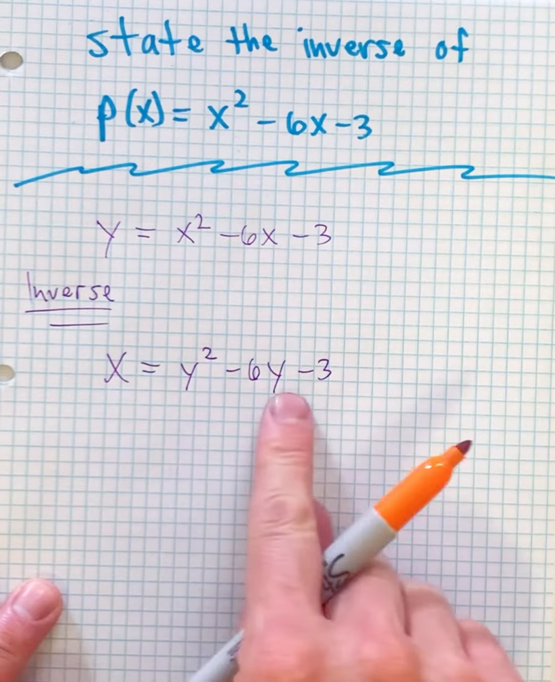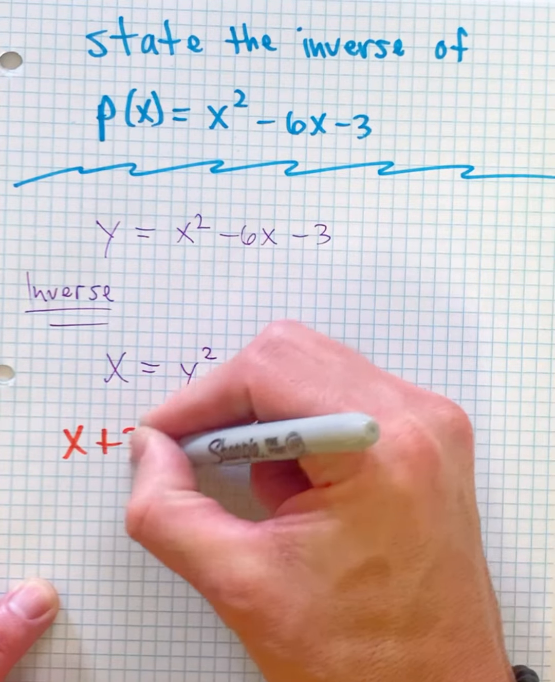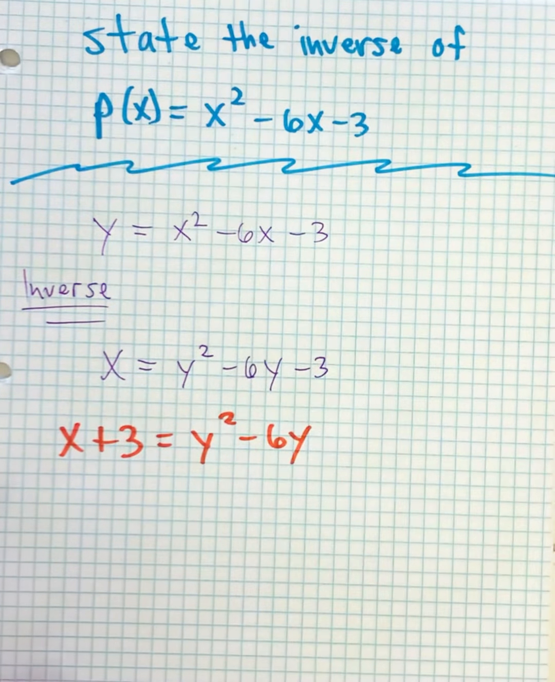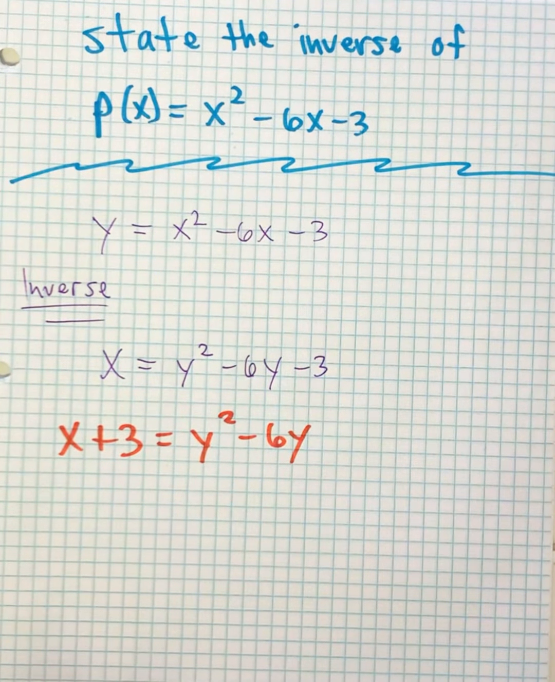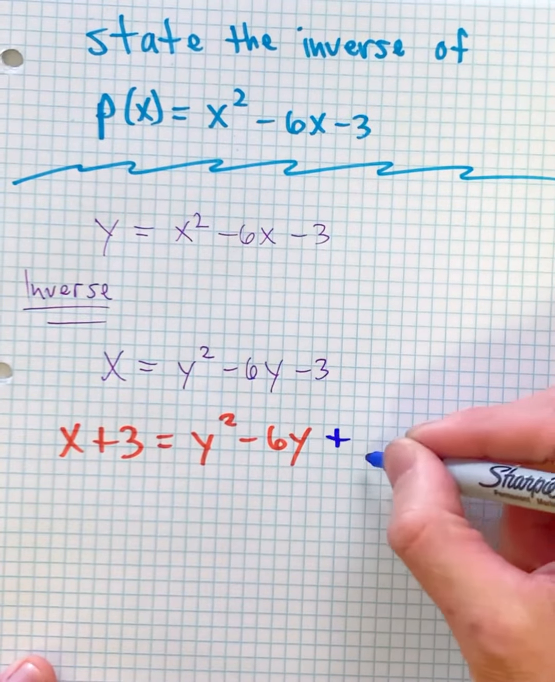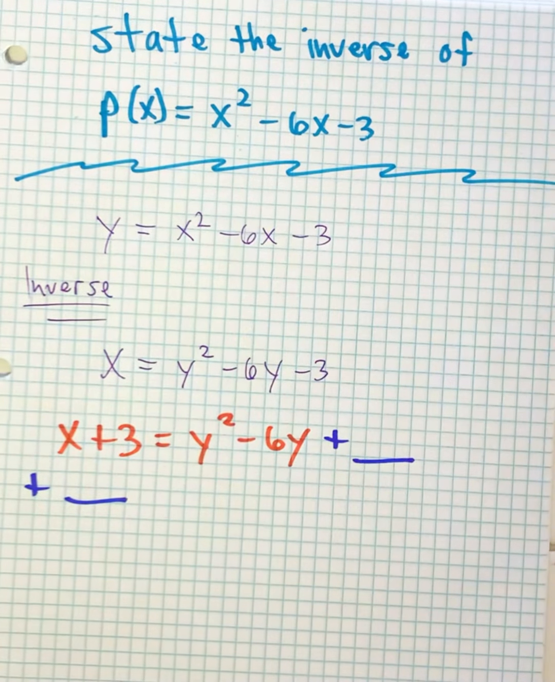Now, we want to get y alone, so let's add this constant to the other side. So that'd be x plus 3 equals y squared minus 6y. Now, the reason we do that is so that we can complete the square. We want the y's alone. So now we're going to add a very special number to both sides.